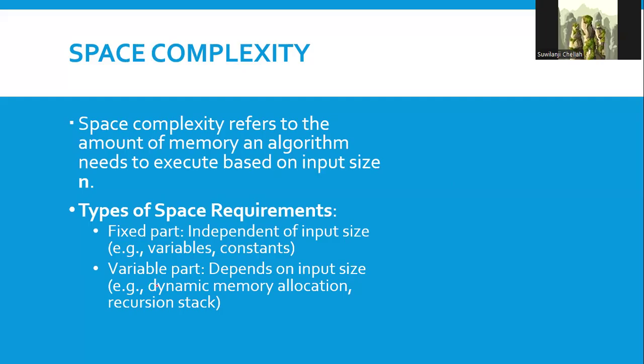So that's the fixed part. And then the variable part depends on input size, e.g., dynamic memory allocation and recursion stack, etc. So we can just see the types of complexity that we have in space complexity there.